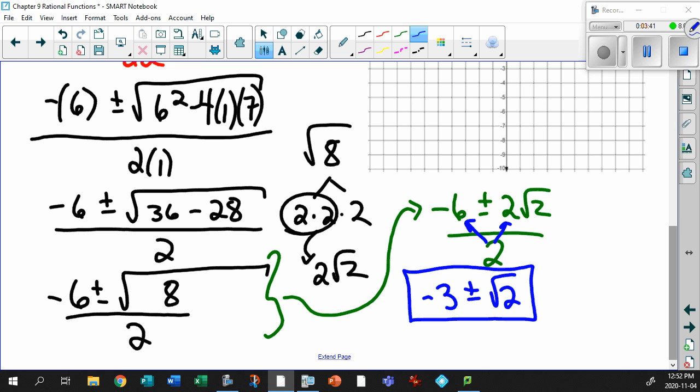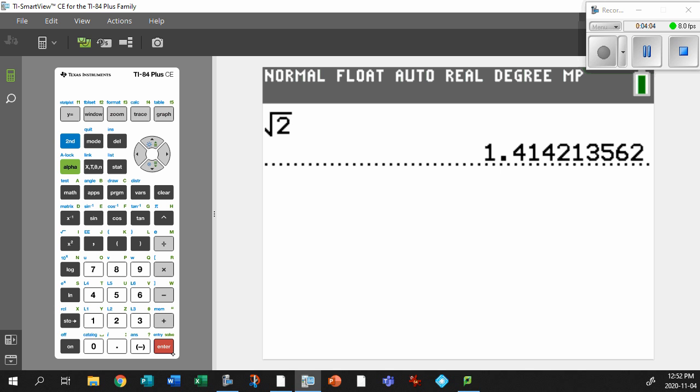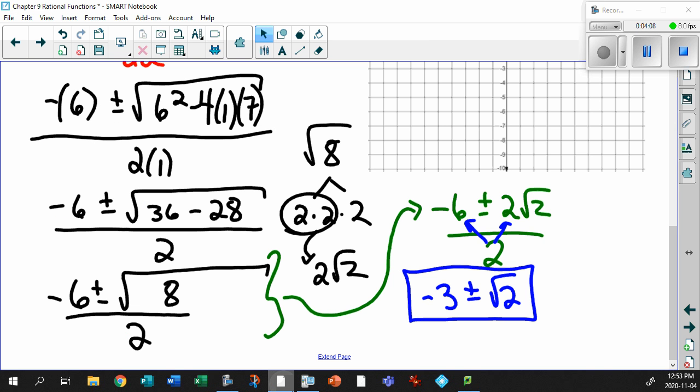No decimals, no nothing. Whew. Now, wait a second. Are we done yet? What if we want a decimal answer? I want to know what this actually is. Well, I can go into my calculator here and just find out what the square root of 2 is. Pretty easy to figure out. There's my calculator. Second, square root of 2. Looks like it's approximately 1.4. Oh, whoopee-doo. Okay, watch this.